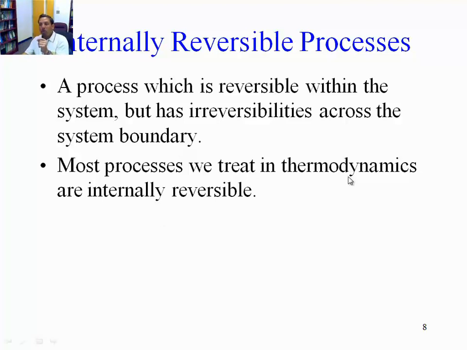So most processes we'll treat in thermodynamics are internally reversible, and we just simply call them reversible. When we treat an internally reversible process, we just simply say it is a reversible process. Now, irreversible processes are processes that occur internally irreversibly, with irreversibilities through the boundaries as well. So there's no way that we can have this process occur in a reversible form.